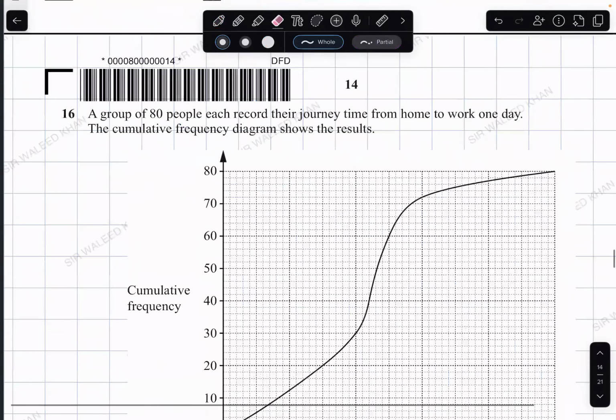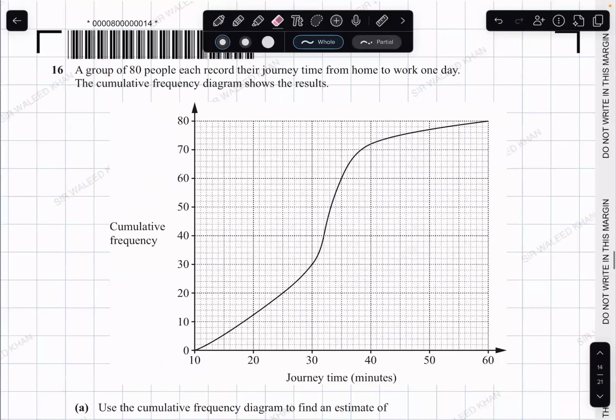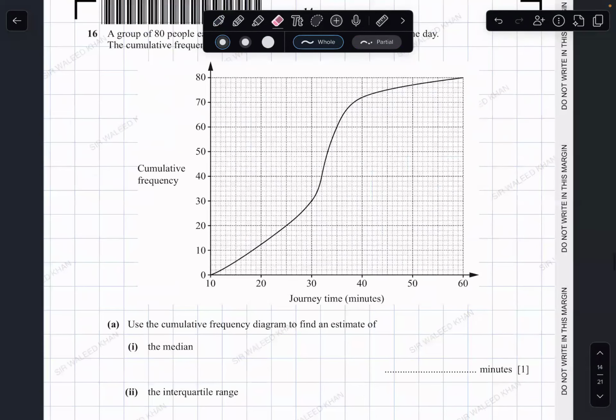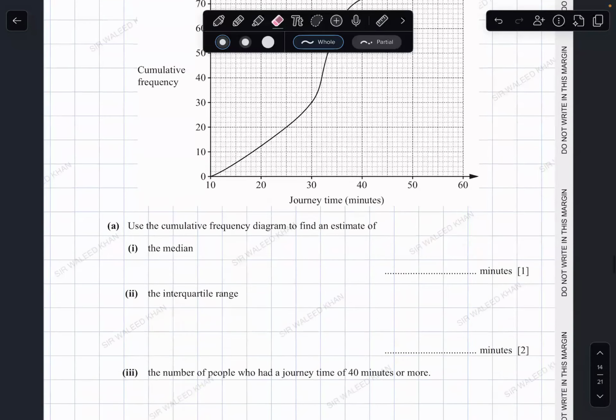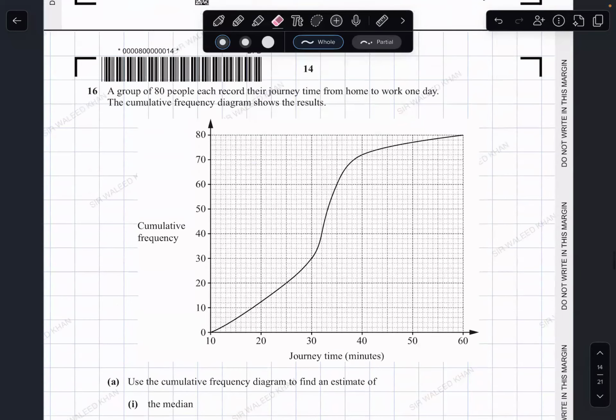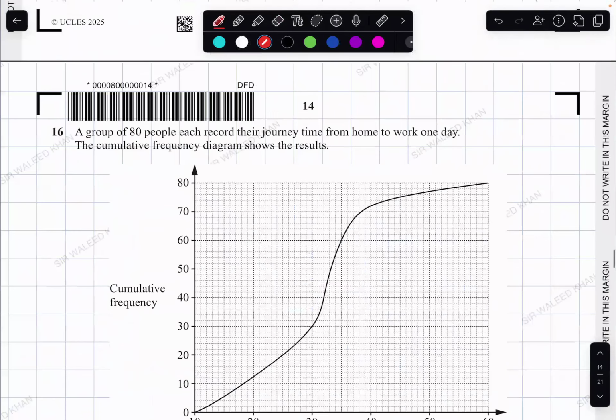Next, 16. A group of 80 people each record their journey time from home to work one day. The cumulative frequency diagram shows the results. Use the cumulative frequency diagram to find an estimate of the median. Now, remember one thing. If we are dealing with averages and ranges, I keep on writing it again and again so that you get to know every time.